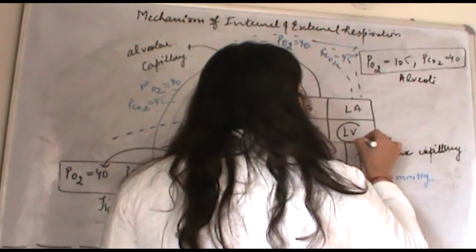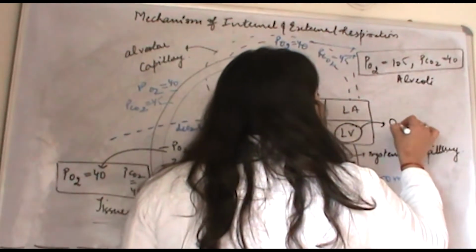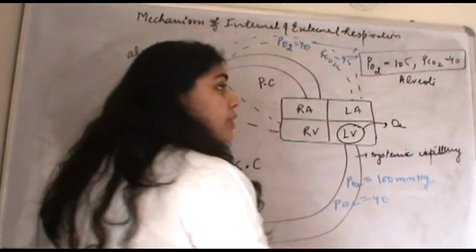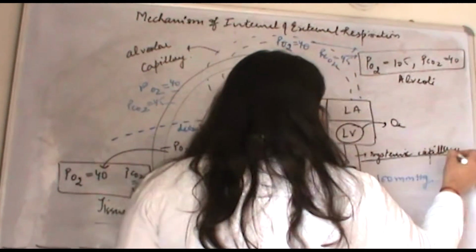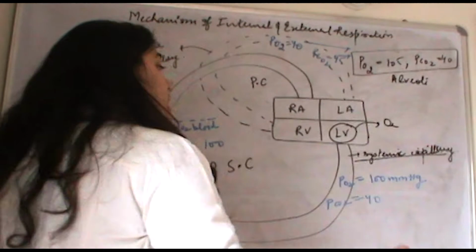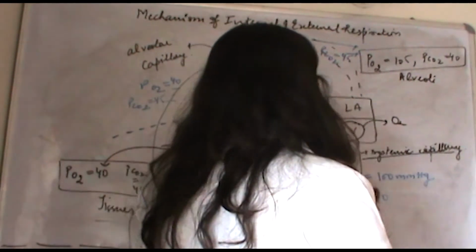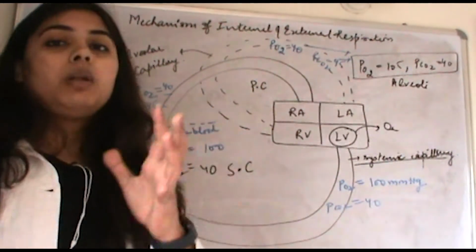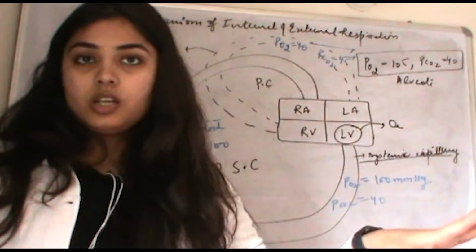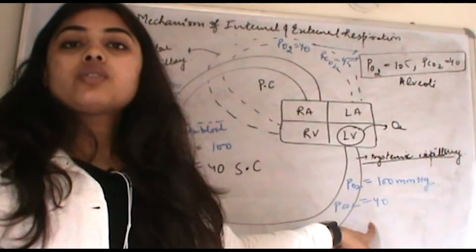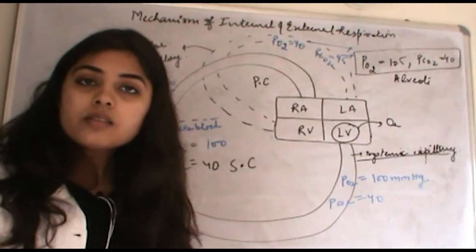In this part of the heart, oxygenated blood comes. Through the left ventricle, the oxygenated blood is pumped into the aorta, which is also called the systemic artery. In the aorta, obviously, if it is pumping 100% oxygenated blood, the pressure of oxygen will be 100 mmHg. Obviously, the partial pressure of CO2 will be less in this case.